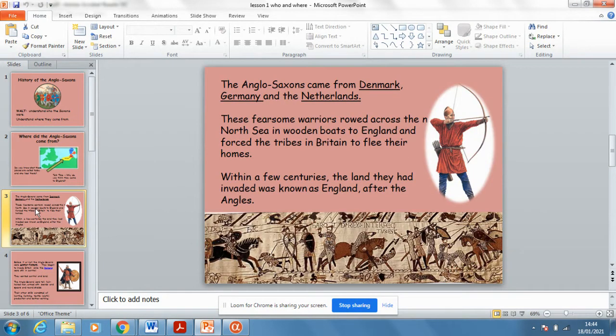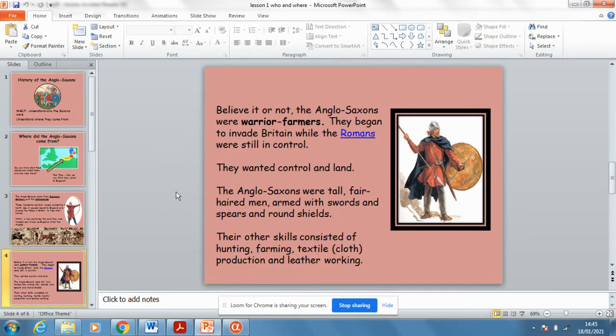So if you just click down on the third slide here, it's giving me some information about the Anglo-Saxons. So the Anglo-Saxons came from Denmark, Germany, and the Netherlands. These fearsome warriors rode across the North Sea in wooden boats to England and forced the tribes in Britain to flee their homes. Within a few centuries, the land they had invaded was known as England after the Angles. Believe it or not, the Anglo-Saxons were warrior farmers.